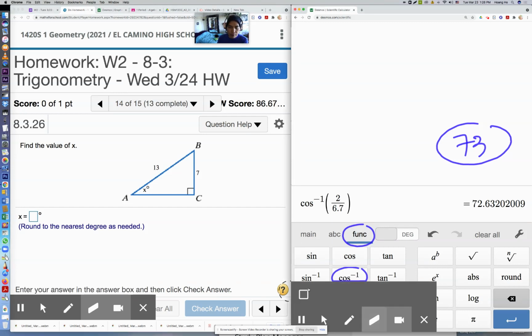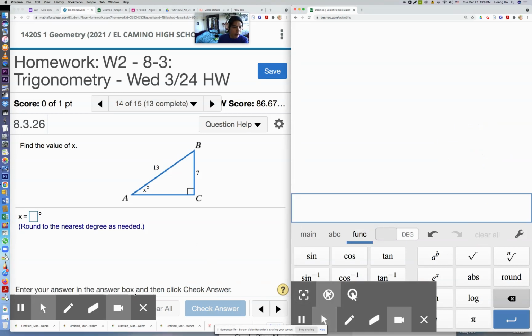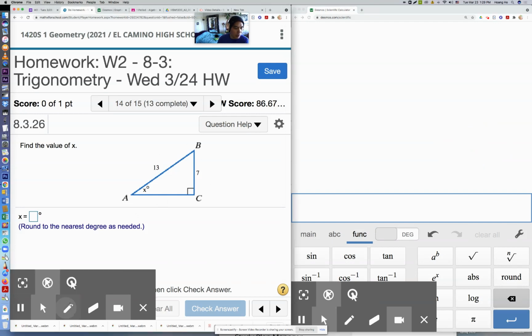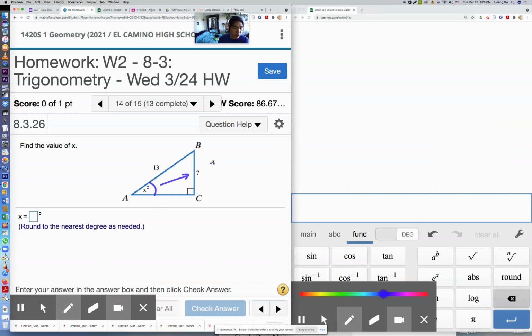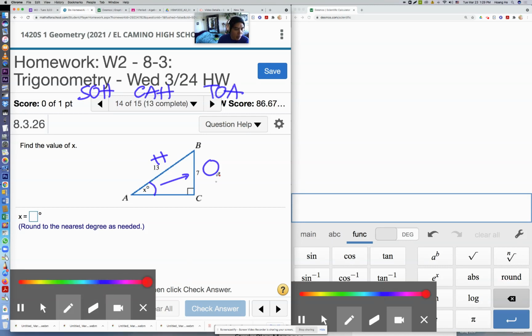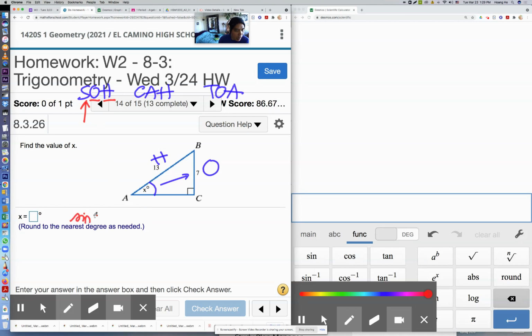Next question over here. I clear this out. They give you a right triangle. Here's your angle. Number 7, that should be opposite. 13 should be hypotenuse. Opposite and hypotenuse, you have to use sine. Okay. So sine of angle x equals opposite over hypotenuse. So sine of angle x equals 7 over 13.